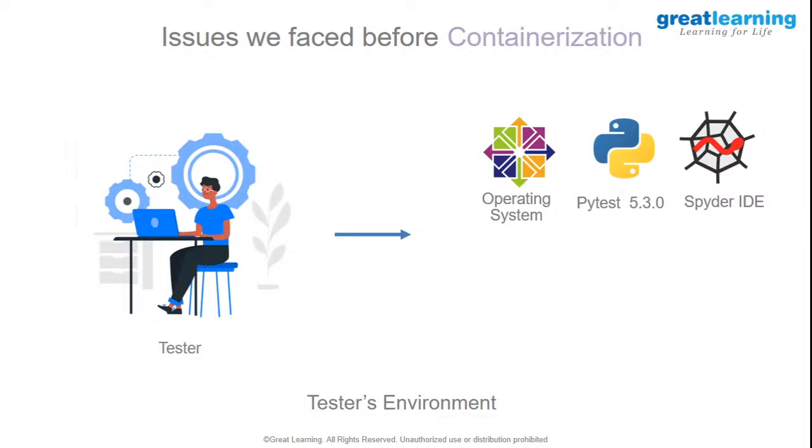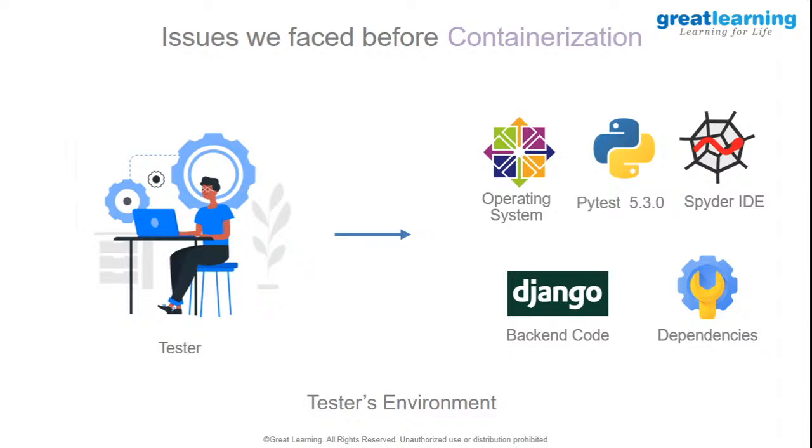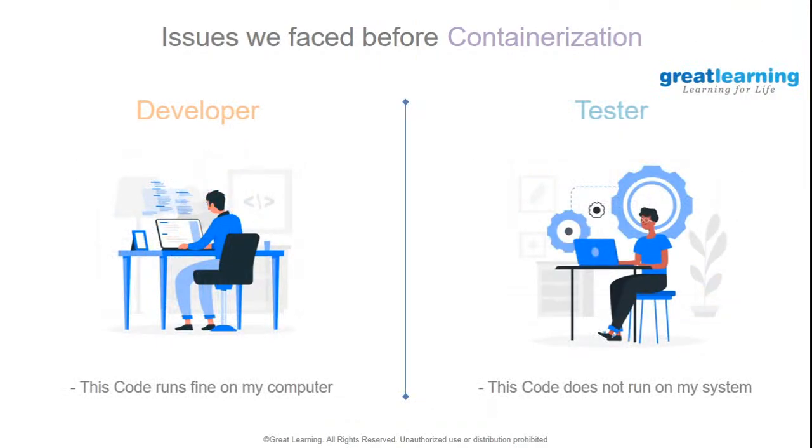And instead of using PyCharm, the tester uses the Spyder integrated development environment. Maybe it's his need, so that's why he uses Spyder. But then he's working on the same backend code, that is, the Django code, and he's working on the same dependencies. So there are two slight differences. So what happens when we have these kinds of differences in the environment? Let's see what they say.